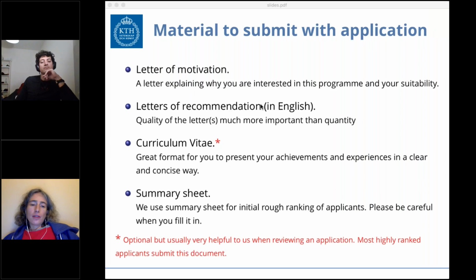Okay, the material that you need to submit with your application: a letter of motivation explaining why you're interested in the program and your suitability, and letters of recommendation in English, please, because quality of the letters is much more important than the quantity. So please get professors or bosses who have worked closely with you and know your qualities. And bosses in general should be people where you have done research internships, etc.